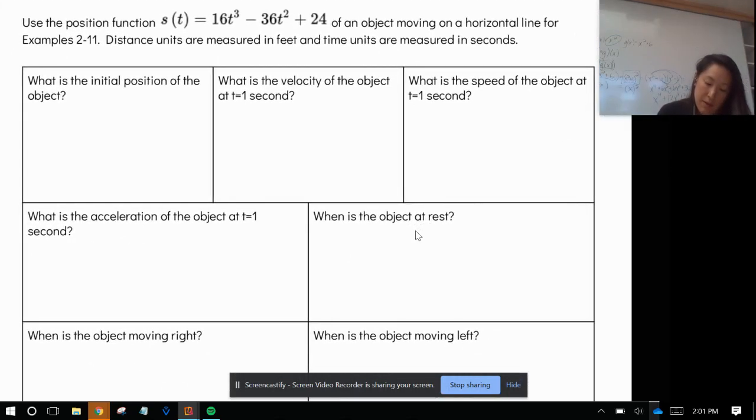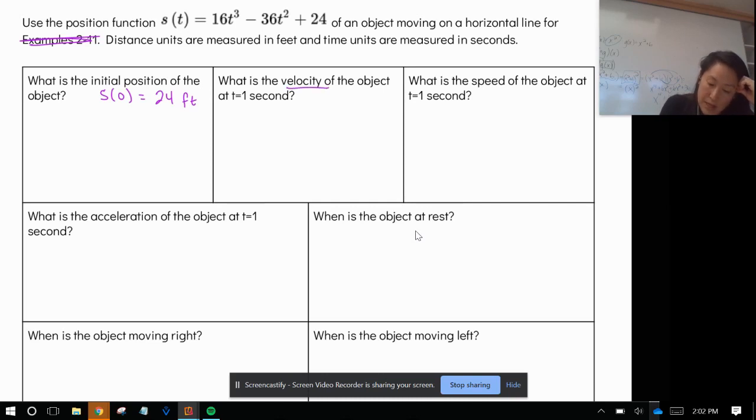All right, next up, position is modeled by s of t equal to 16t cubed minus 36t squared plus 24, and the object is moving on a horizontal line. We need to answer all these questions. Our units are feet and seconds. So the initial position would be s of 0. I am going to plug in 0 for the function and I get 24 feet.